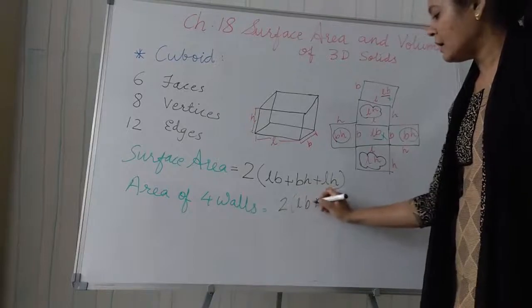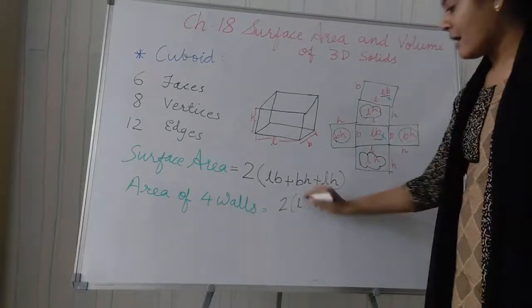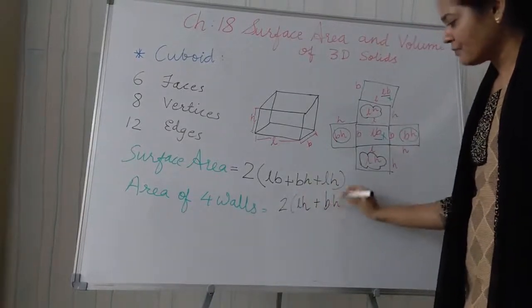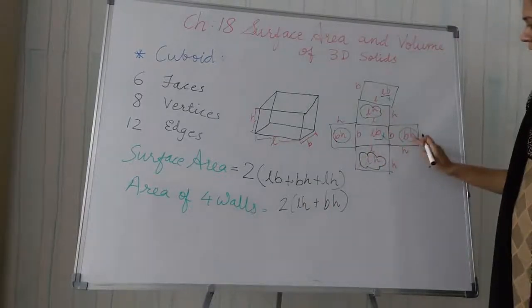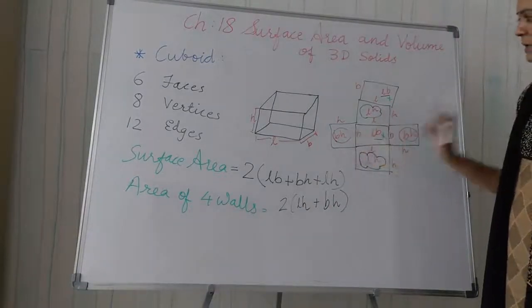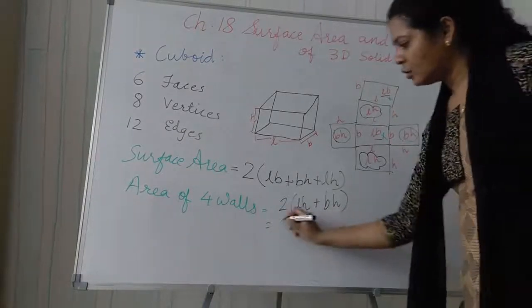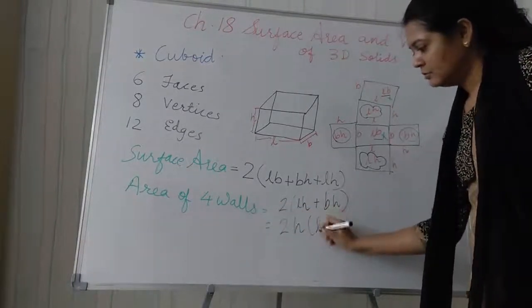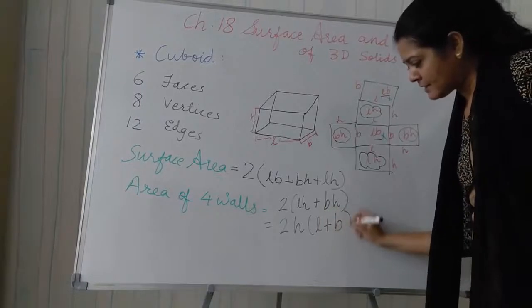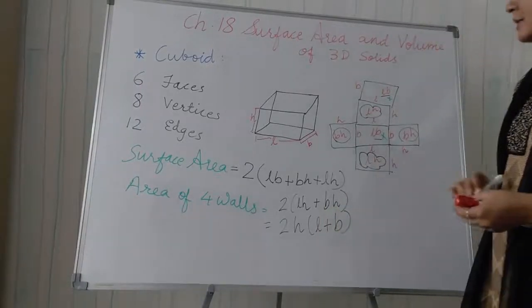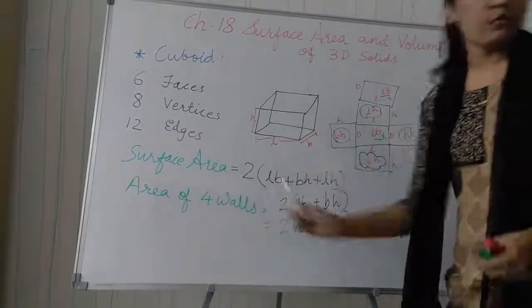LH plus BH. अब देख सकते हैं LH LH, राइट, एंड BH BH, जो 2 टाइम्स मिल जाएगा. तो यहाँ पे H कॉमन ले लेते हैं, तो 2H ब्रैकेट में रह जाएगा L प्लस B. So this is our formula for area of 4 walls.